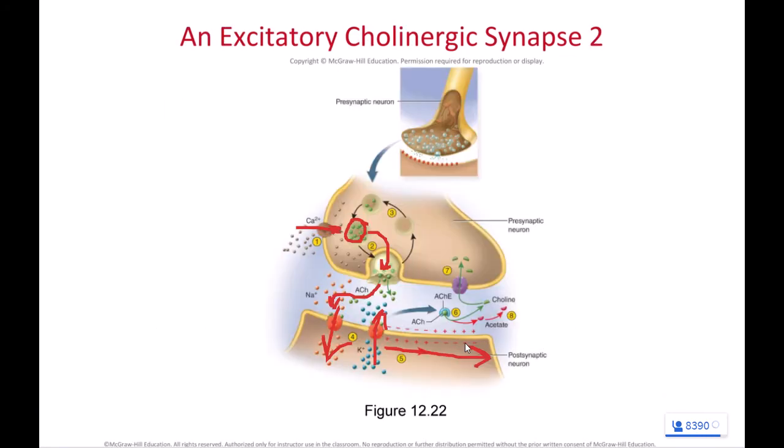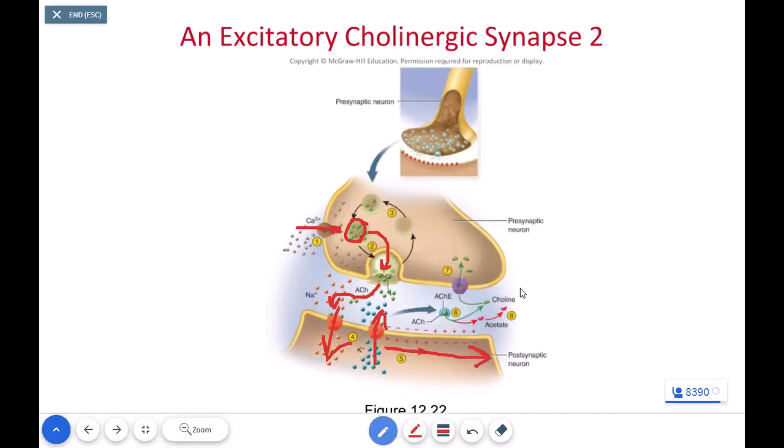So to deactivate these signals, we need an enzyme referred to as acetylcholine esterase. This is a review from the skeletal system. Acetylcholine esterase takes acetylcholine, chops it in half, and then the presynaptic neuron will reabsorb the choline half and recycle it to make a new acetylcholine molecule.